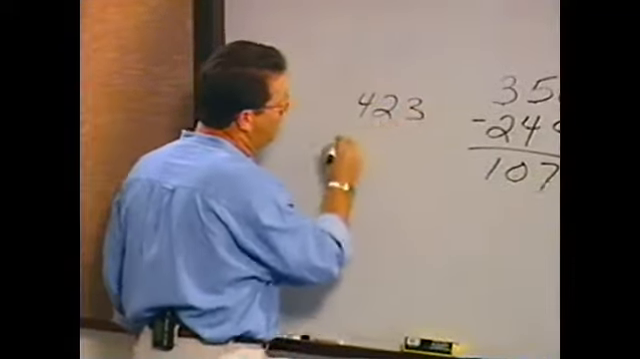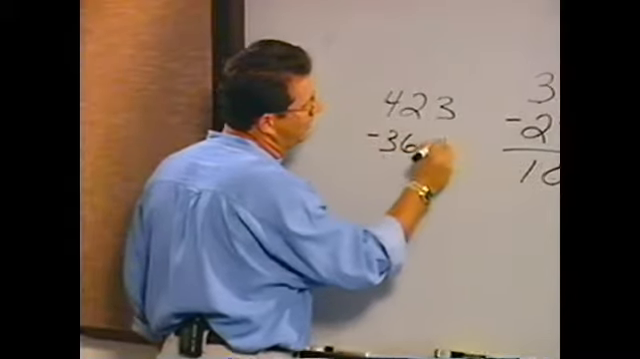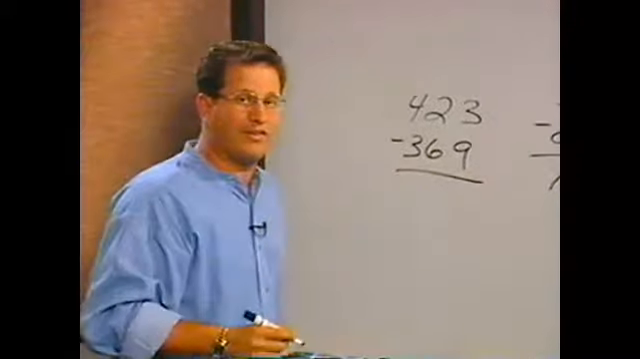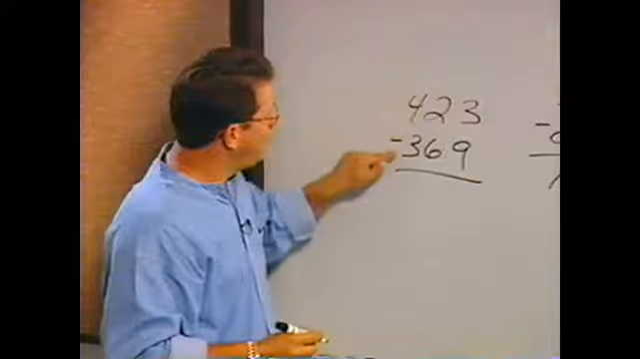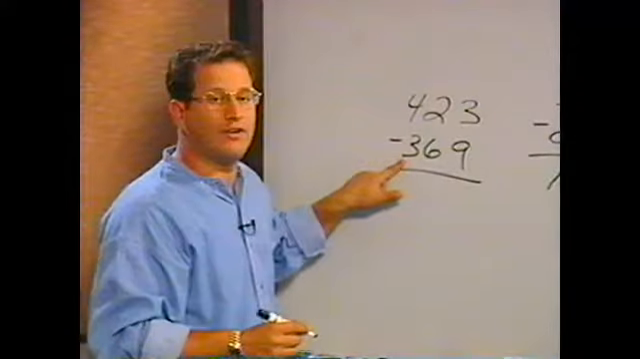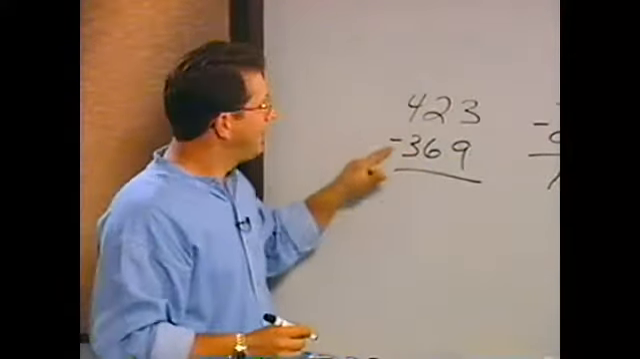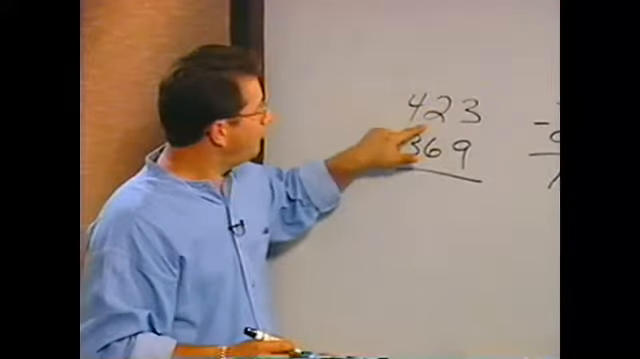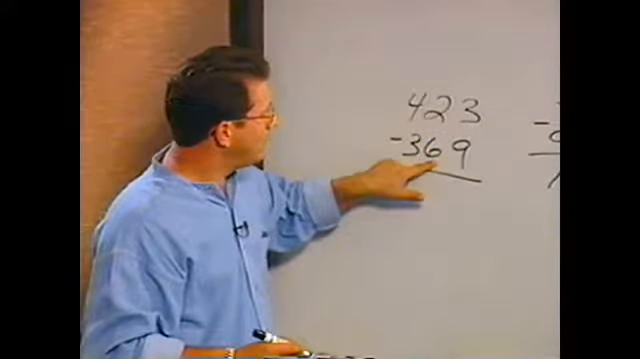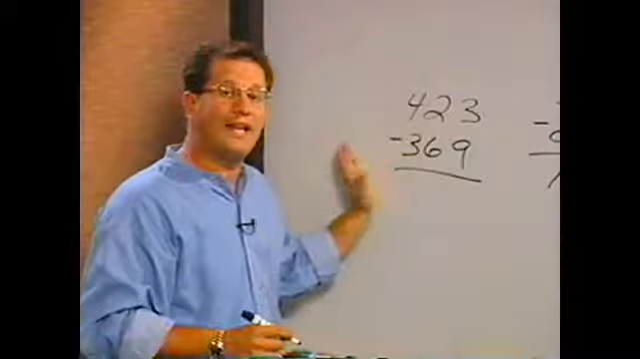423 minus 369. All right, let's give it a shot. What's 400 minus 300? You get 100. Now, look at this. This is smaller than this, 20 and 60. So this one's smaller, so we're going to bring that 100 in.